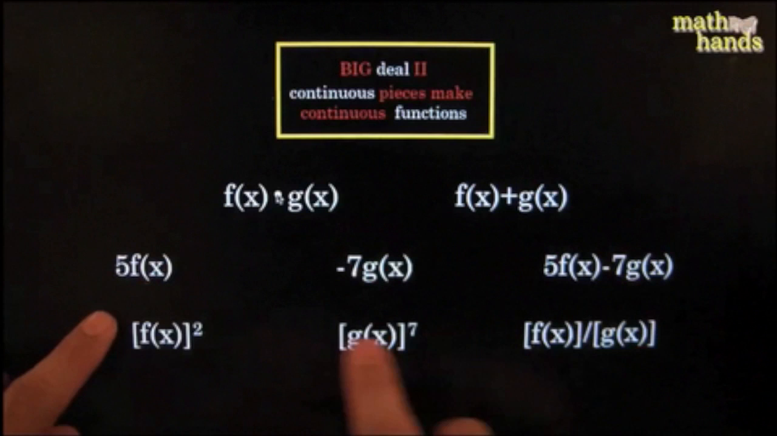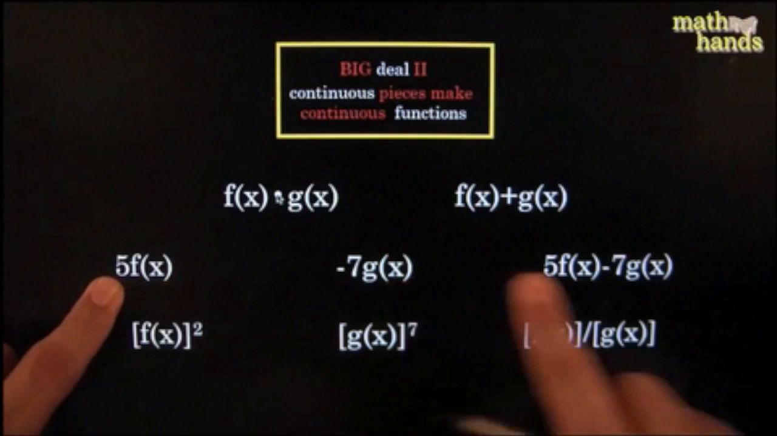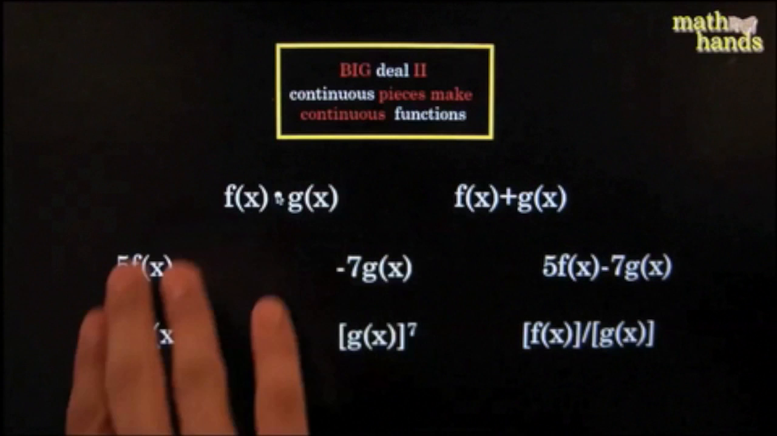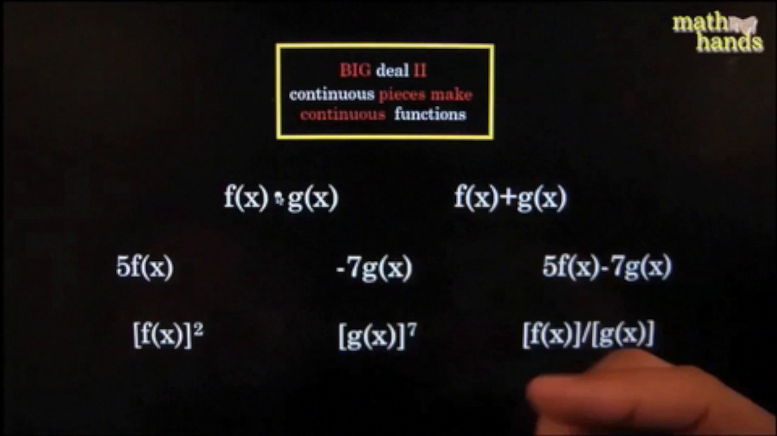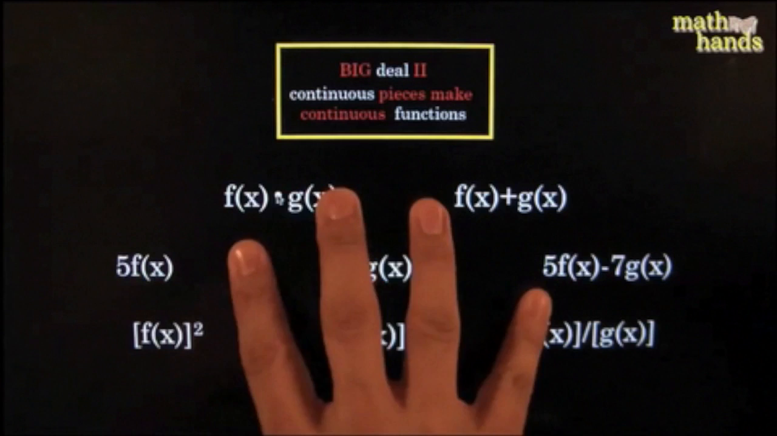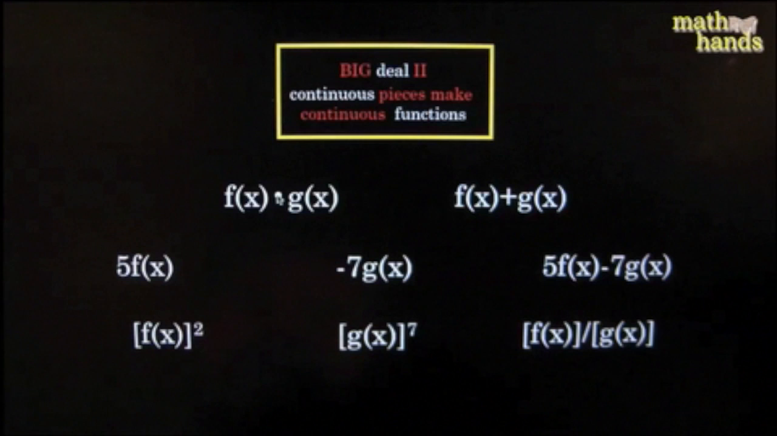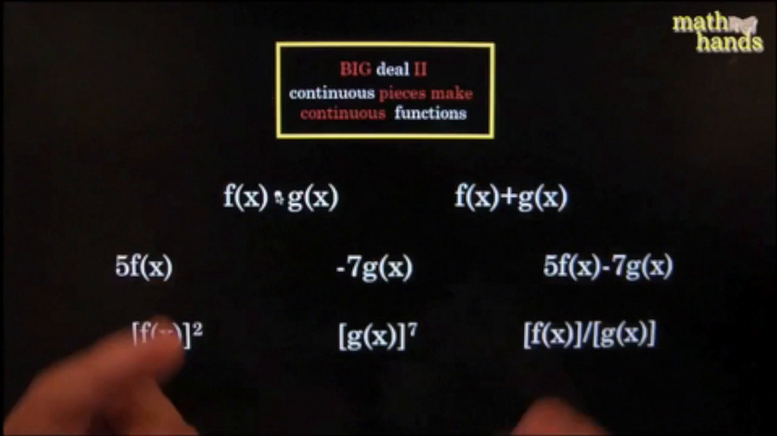Suppose you knew that a constant times a continuous function gives you a continuous function. Well, then this would be continuous. All these pieces are made from continuous pieces. Therefore, every one of them is continuous. You can have a continuous party here. You can make all sorts of combinations from two continuous pieces. This is just a little tiny piece of it. The possibilities are endless. And that's the second big deal. You can very quickly amass a huge family of continuous functions just from two pieces, for example.